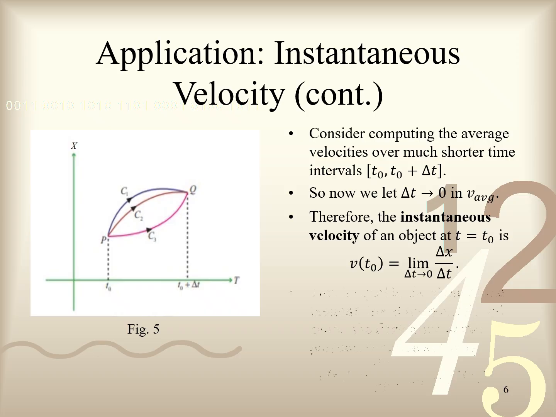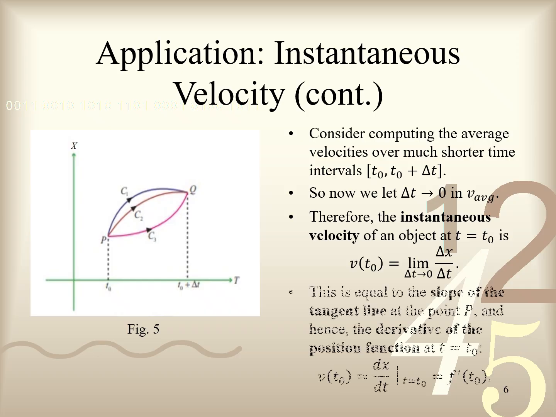This is equal to the slope of the tangent line at the point P in figure 5, and hence, the derivative of the position function at time t equal to t0, which is given by dx/dt evaluated at t0, or equivalently, f prime at t0.